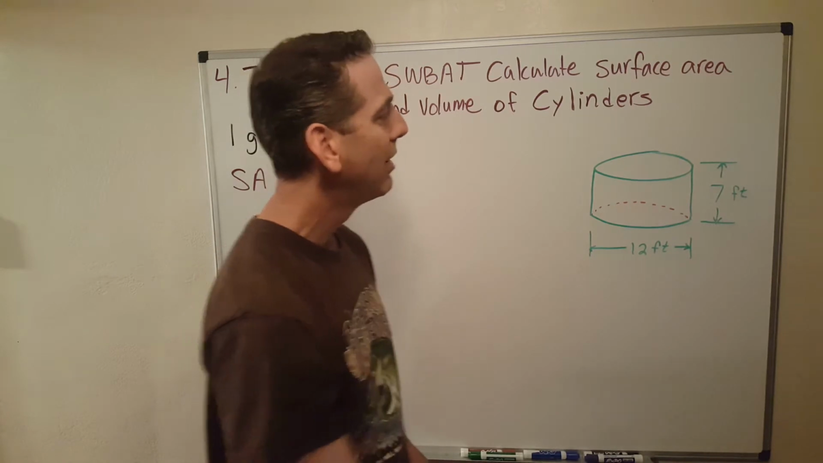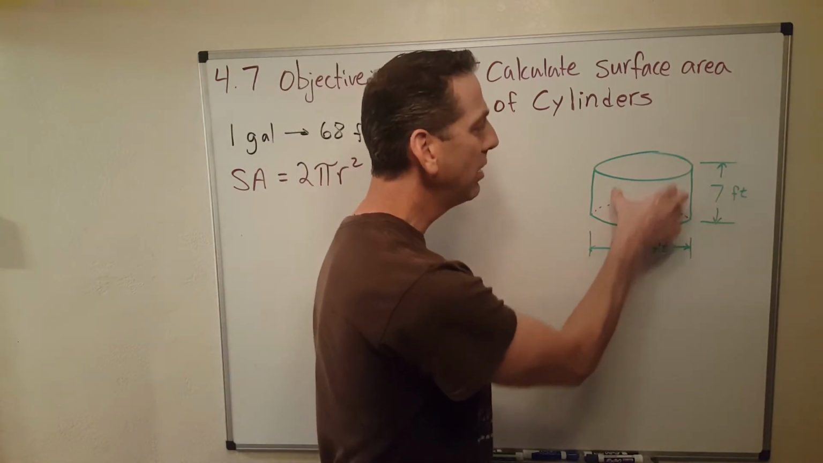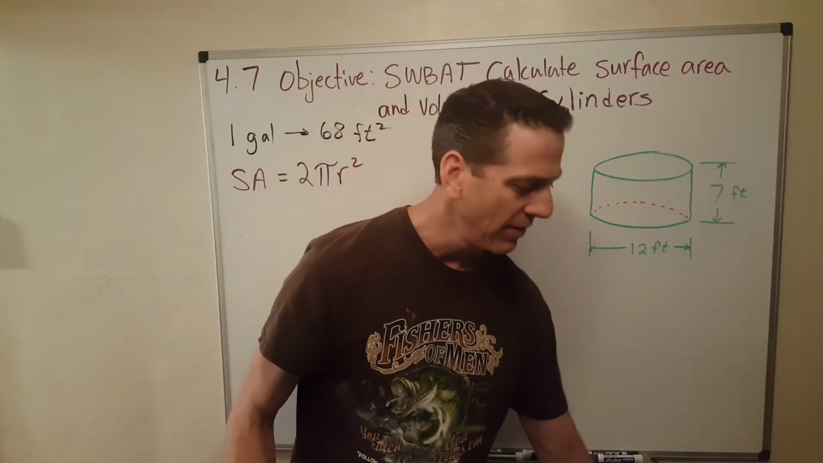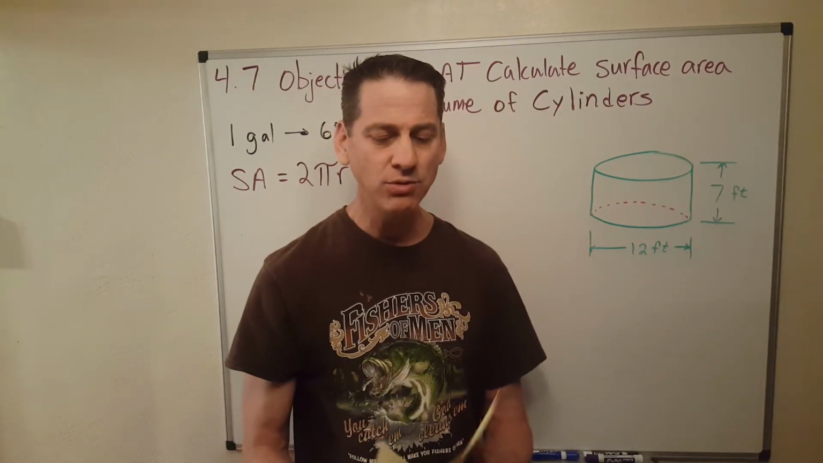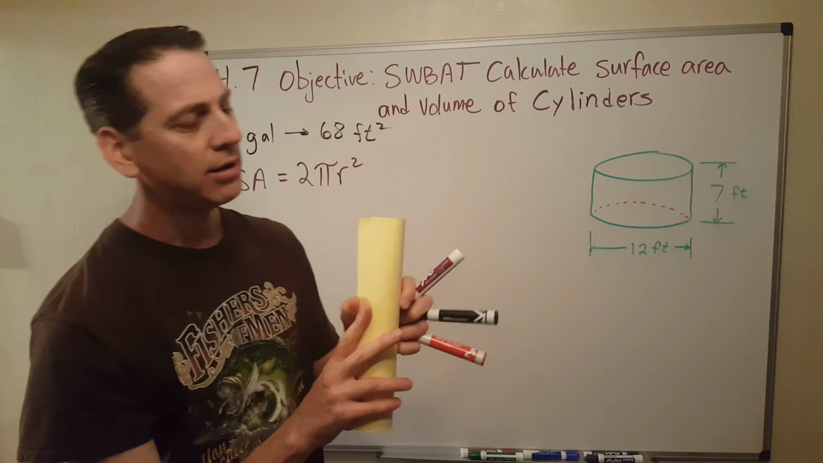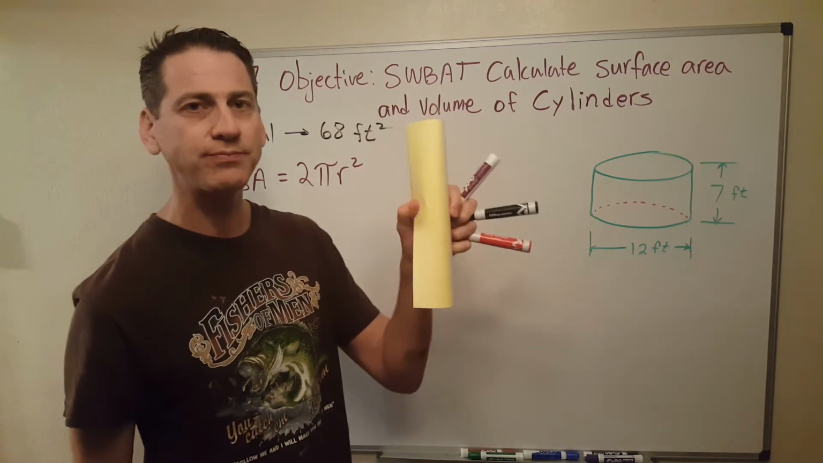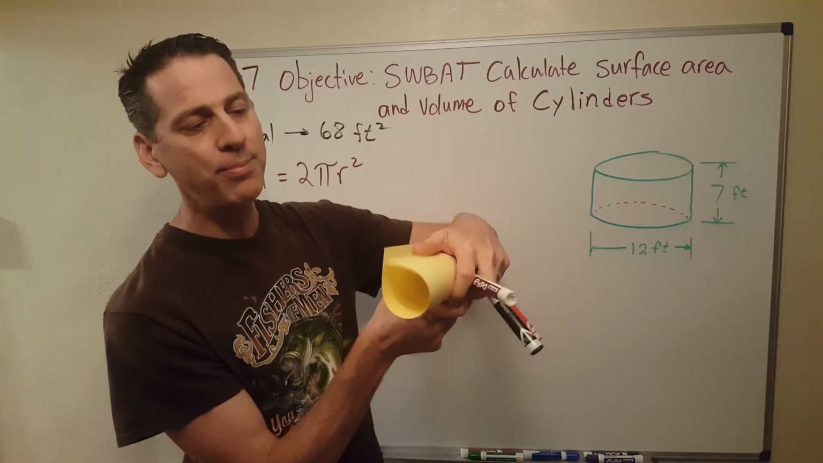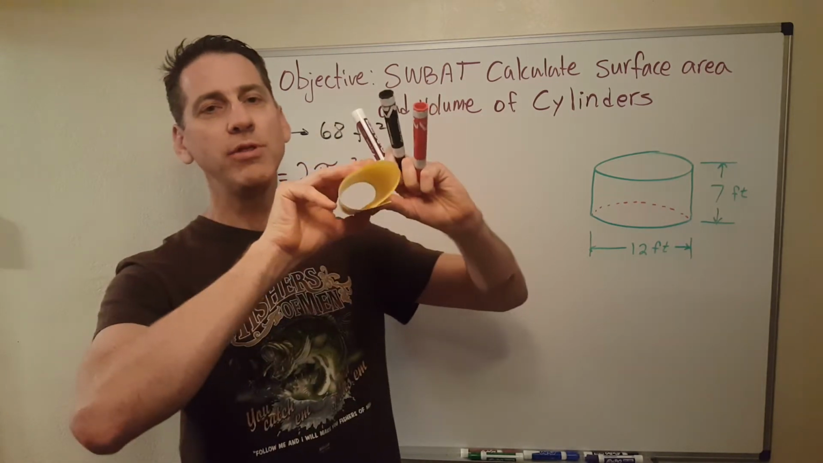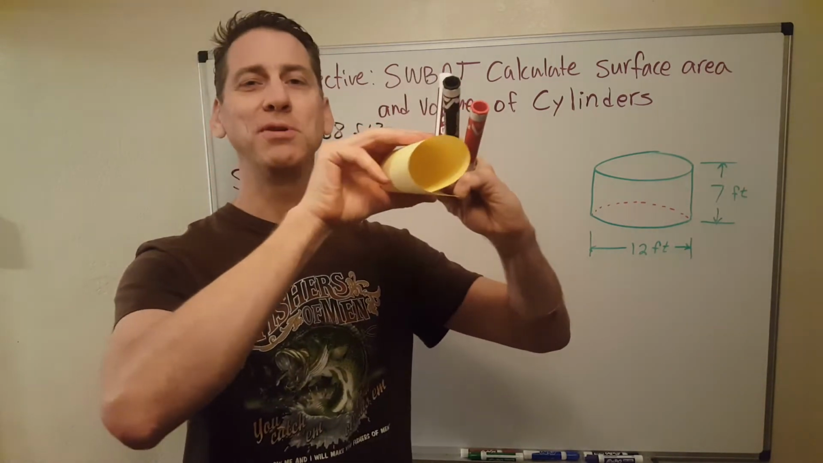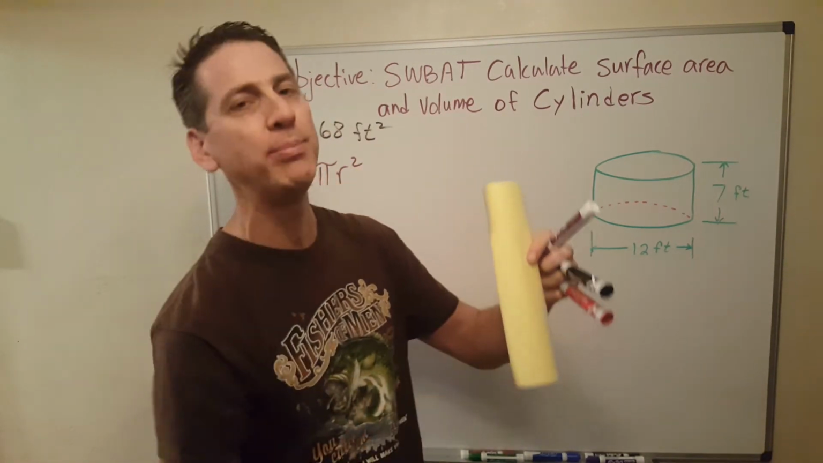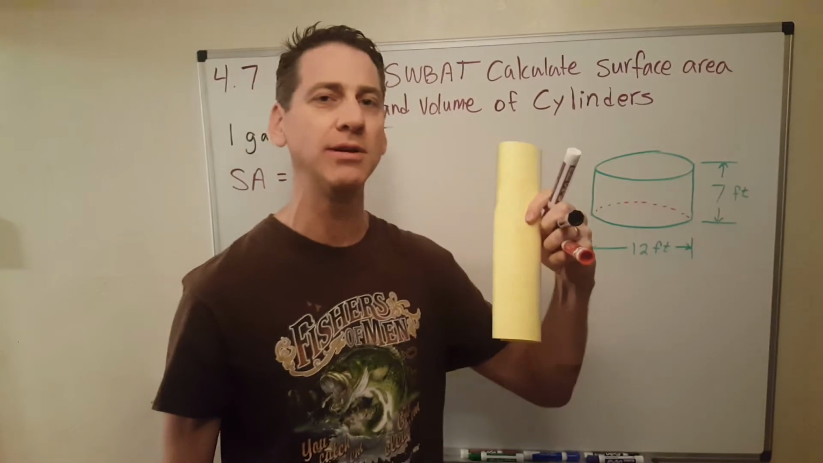But what about this part in the middle here? How do I find that surface area? To help you visualize that, I'm going to make a little cylinder. There's a cylinder. As you can see, it's got a top and a bottom, and they're both circles, approximately in this case. But what about all of this surface area that needs to be painted? How do I find that surface area?